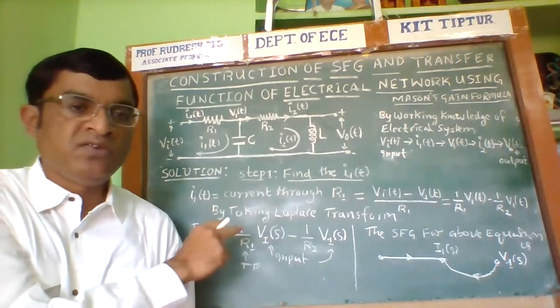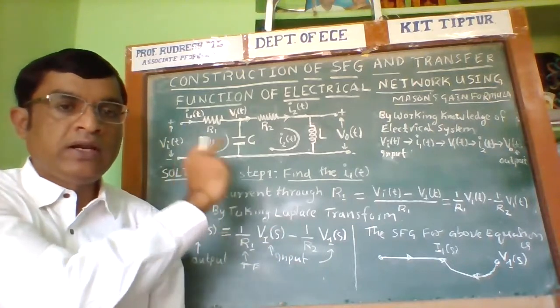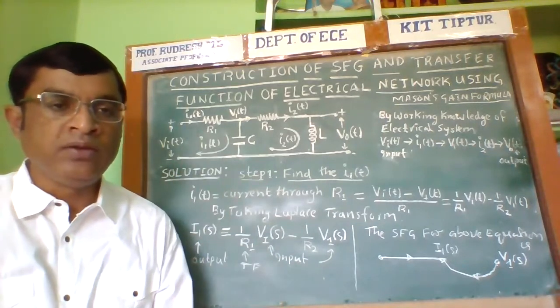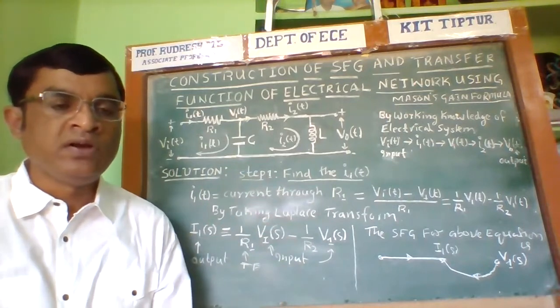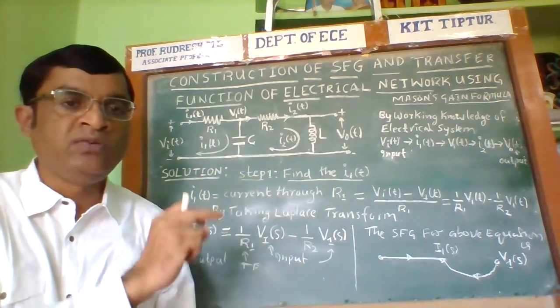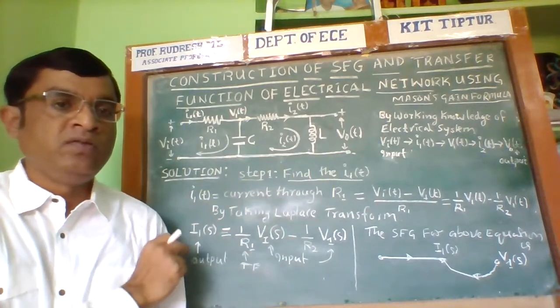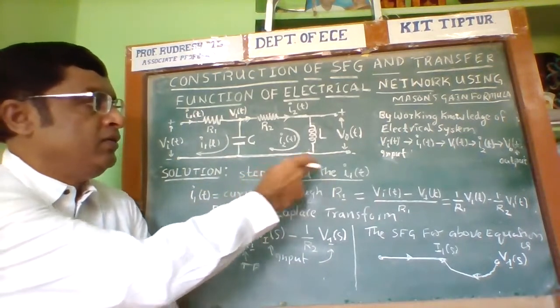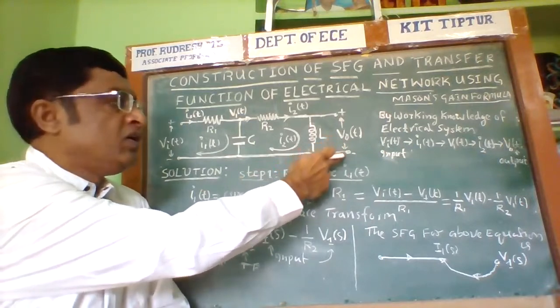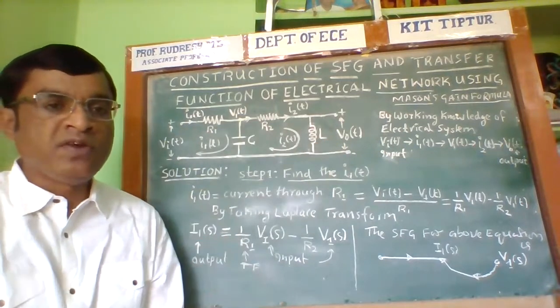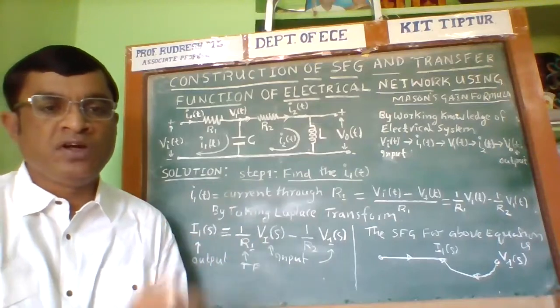The first step is to convert the electrical network into the signal flow graph, and then we go for applying Mason's gain formula. We can easily find out the overall gain. Overall gain means V naught of S divided by VA of S, by using Mason's gain formula.